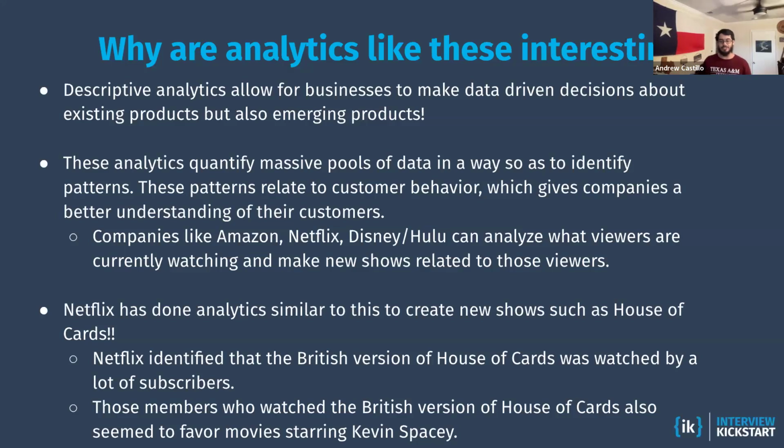And Netflix has done something very similar to this. Back in 2011 or 2012, they used their analytics to look at their data and create new shows such as House of Cards. Netflix identified that the British version of House of Cards was really well watched by a lot of subscribers. Everyone really liked it. And they found correlations between people liking the British House of Cards and also favoring movies that starred Kevin Spacey. So Netflix realized there were correlations here.